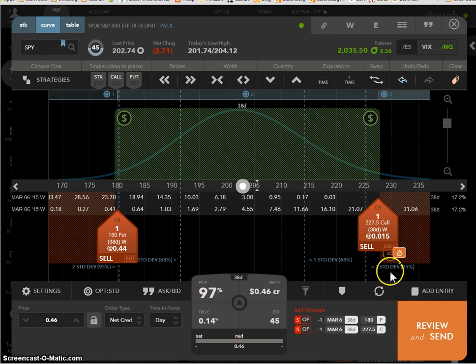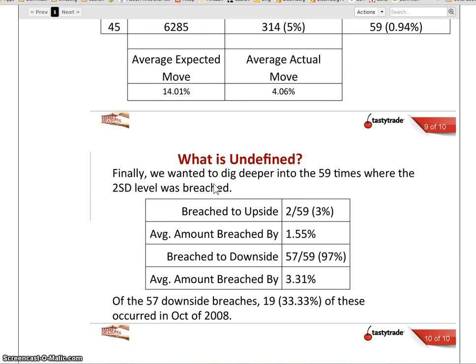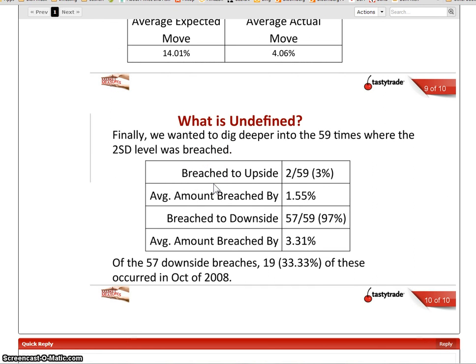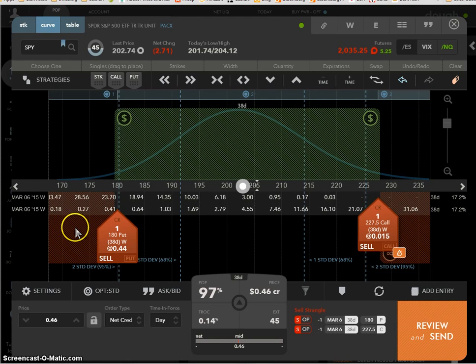Here's the 1. Here's the 2. Your chance of being right is 97%, and you wonder why Karen sells them all the time. So you should watch these. If you're a beginner, listen up, because all we're saying is you can make this bet and collect 46 cents per contract, or $46 per contract.